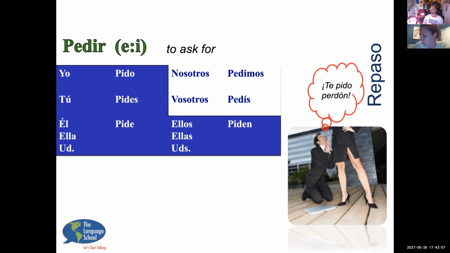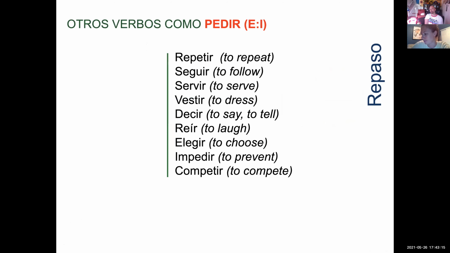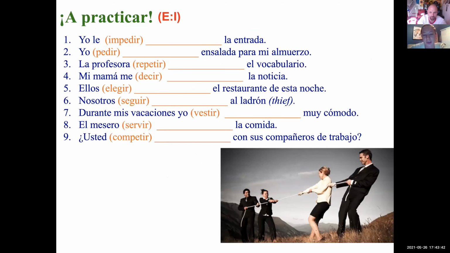More commonly, it's used to order. You can use it to order food at a restaurant too. So these are some common verbs that work the same way: repetir, seguir, servir, vestir, decir, which we also know is irregular in the first person, reír, elegir, impedir, o competir. You feel pretty solid with these verbs? Sí. Muy bien. Vamos a practicar.